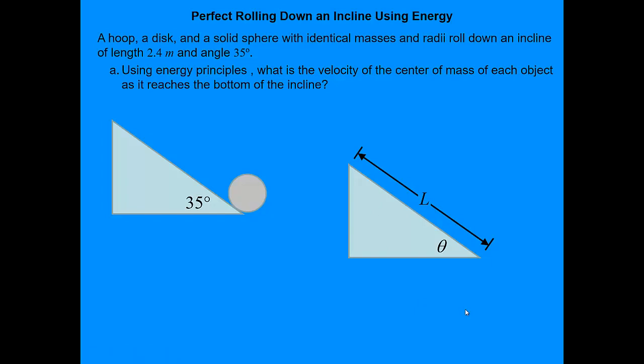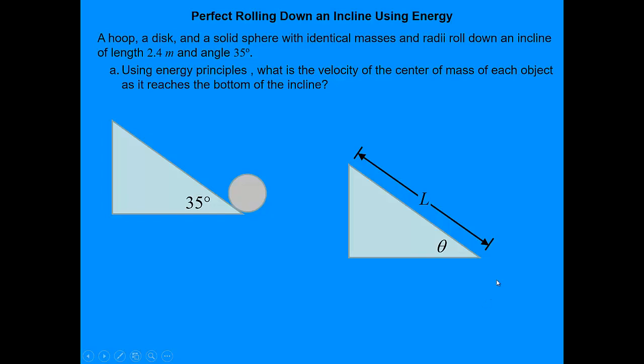In my problems, I'm going to work symbolically. And like in the last video, I'm going to work generally until the very last moment, and that's when I'm going to address the difference between a hoop, a disc, and a solid sphere. So we're going to be as generic as possible.